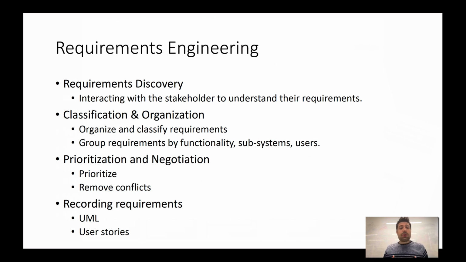Then you start to prioritize and negotiate, and this is a very important step in large organizations, because you're going to see that you have requirements from different parts of the company. Probably each part of the company thinks that their requirements are more important than others, so you have to prioritize them. You have to remove conflicts that might happen, like if you build A, then B needs to change. And you have to record those requirements using some nice language that everybody can understand, like UML.